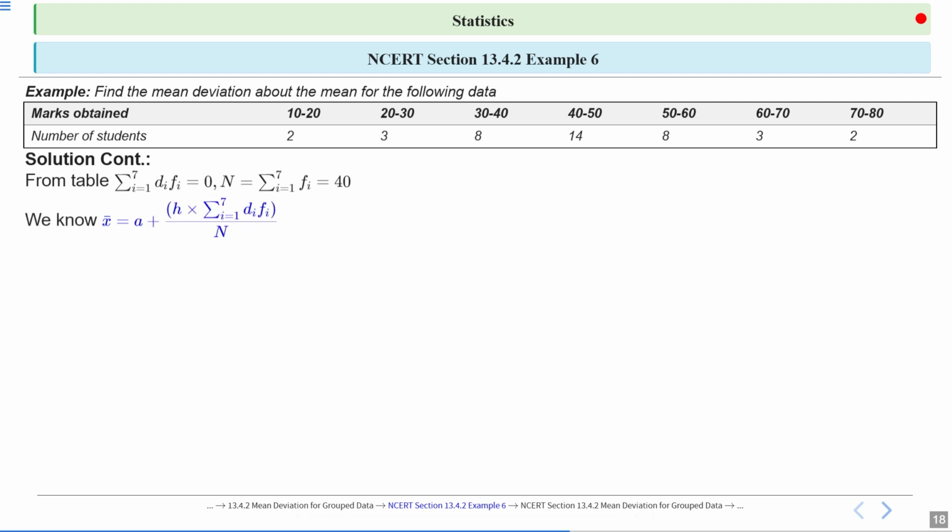Now, let's recall the formula for the mean using the step deviation method. x bar equal to a plus h multiplied with summation i equal to 1 to 7 di into fi divided by n. Let's substitute the values into our formula. So x bar is 45 plus 10 multiplied with 0 divided by 40, and this is simply equal to 45.